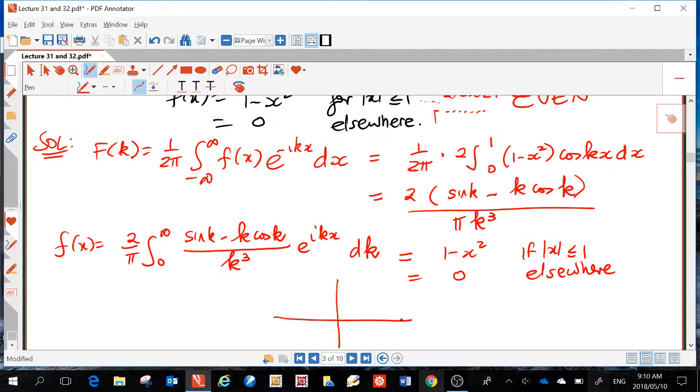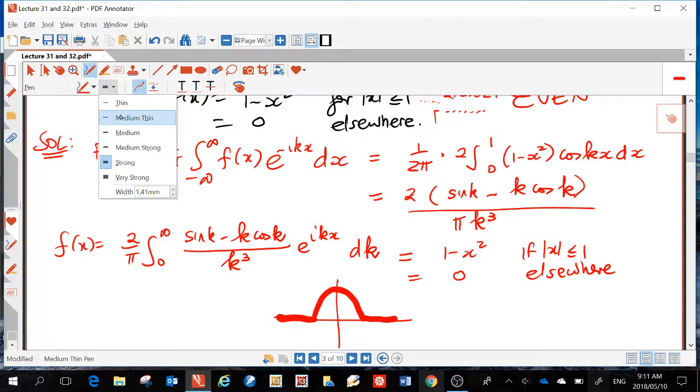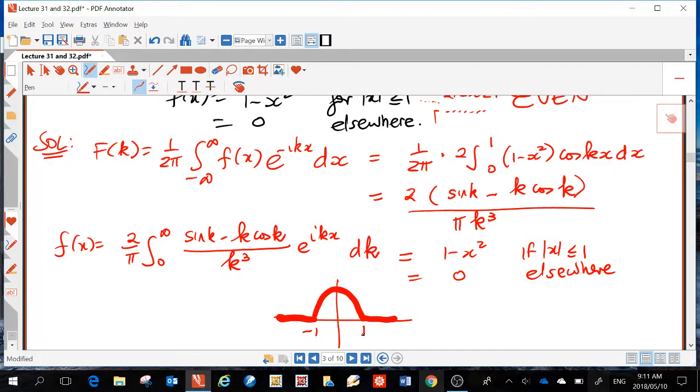And as a plot, 1 minus x squared, what is that? Like this. One minus x squared and 0 elsewhere. Okay, so that's the shape. Notice it's even, so on both sides it looks the same of the y-axis. Y-axis is an axis of symmetry.